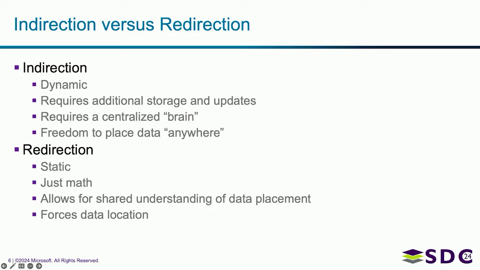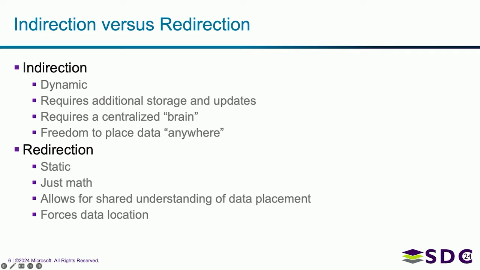What's nice about this is it allows for a shared understanding of where the data is. Instead of having that centralized location, if we all just agree on where the data is going to end up based on this input, we can all share that information and not have to keep going through some centralized place. But that also forces where the data is going to be, because we've all agreed where the data is going to be, so it better be there.